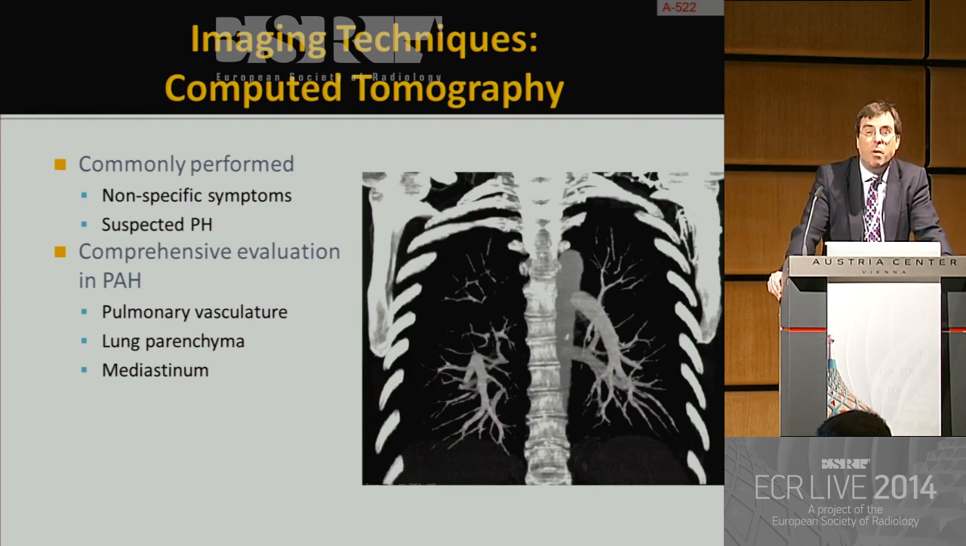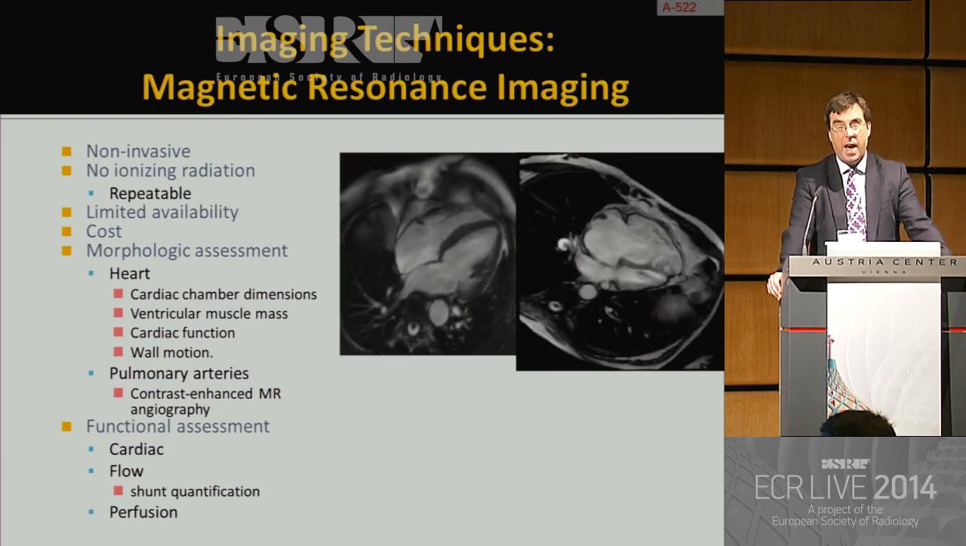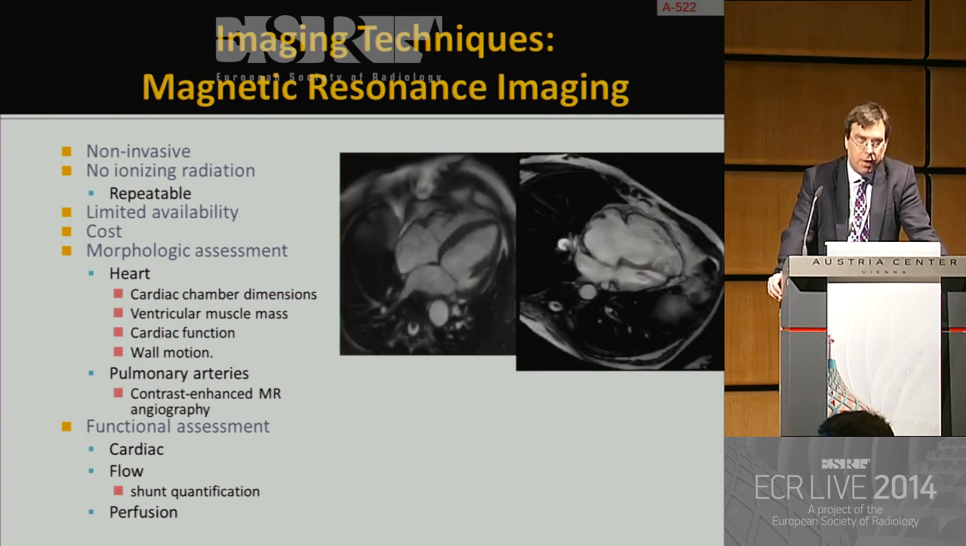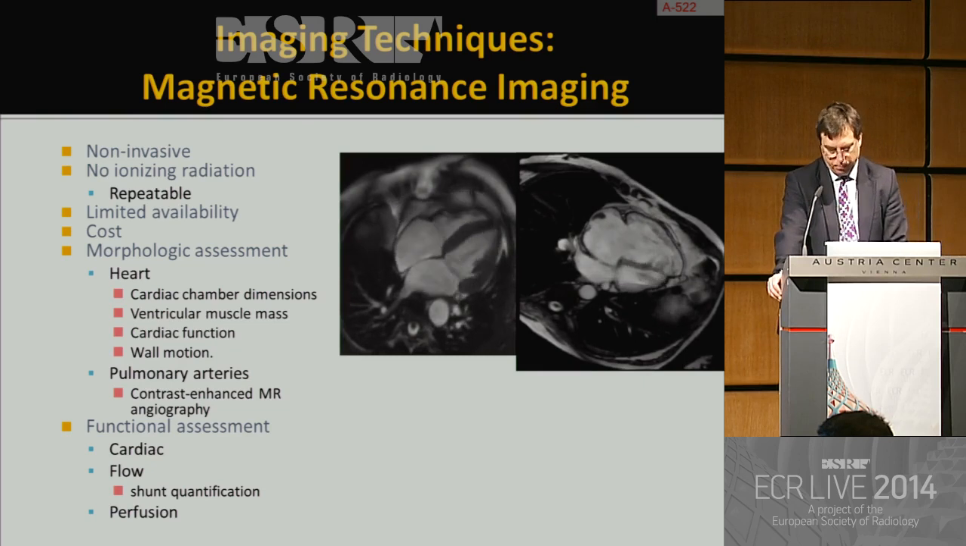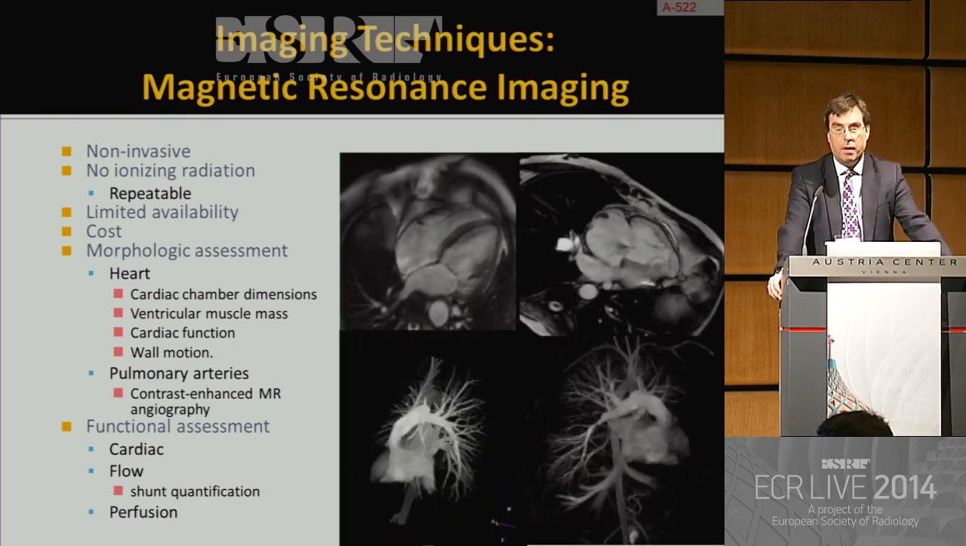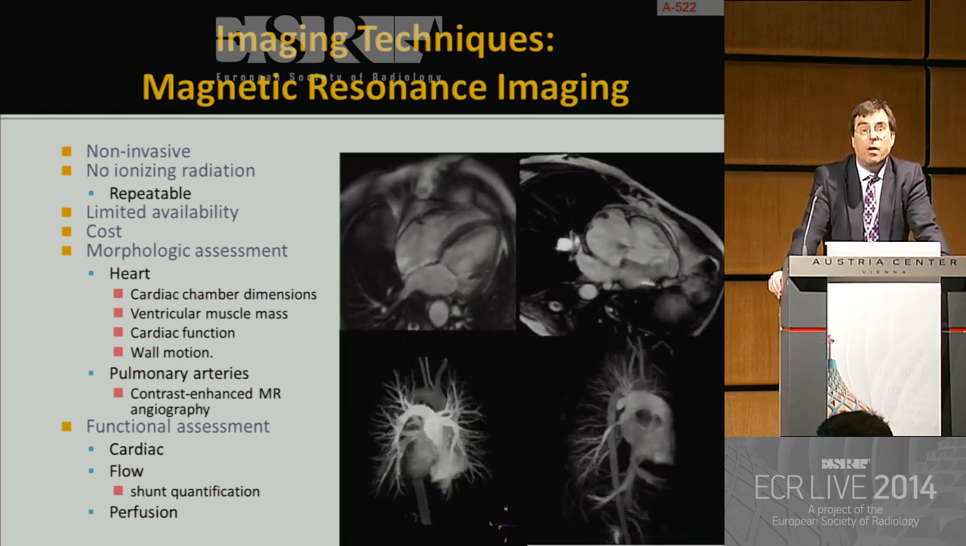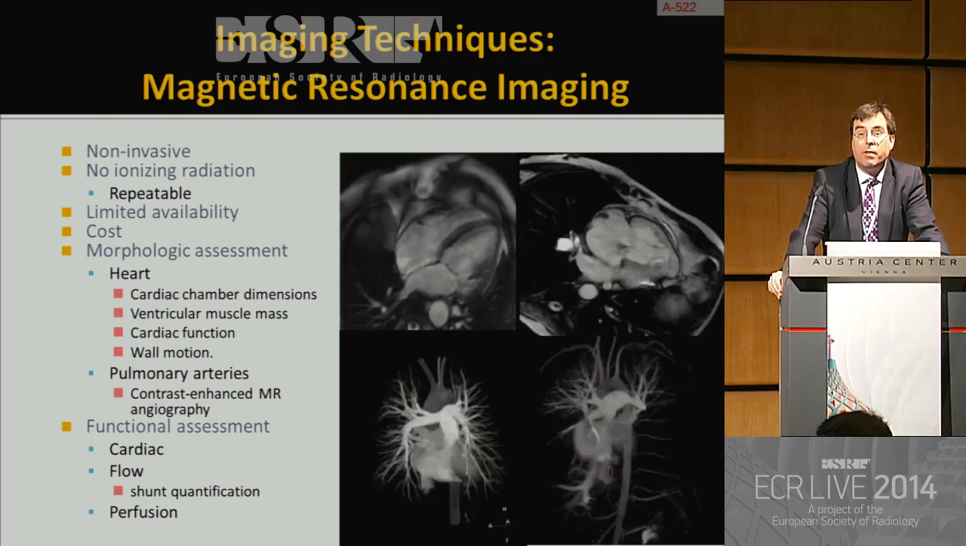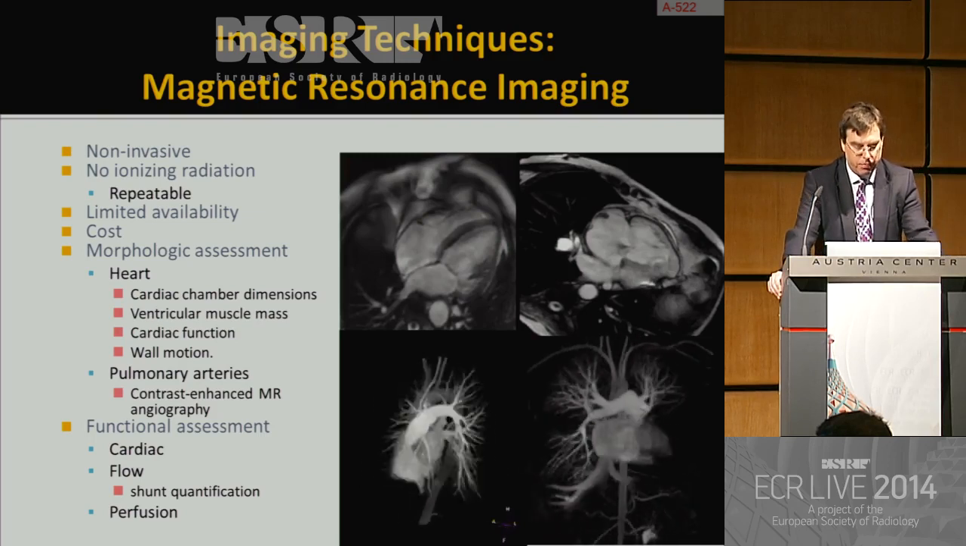CT, again, you'll hear much more about it. It allows comprehensive assessment of the lungs, the vasculature, and the heart. MRI, again, you will hear more about. Non-invasive technique gives really good non-invasive assessment of cardiac anatomy, cardiac function. Also gives very good anatomical detail of the pulmonary vasculature and functional information on the pulmonary vasculature, looking at perfusion imaging.